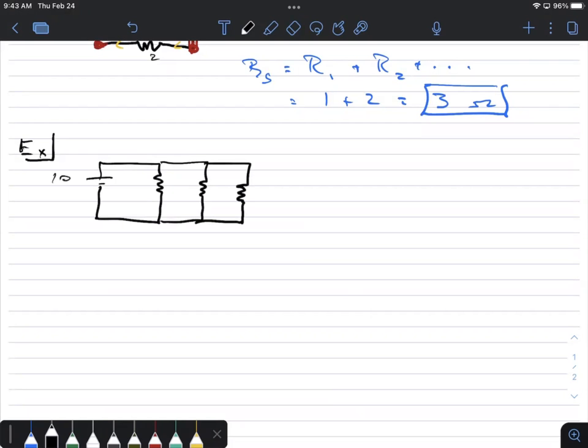Okay, 10 volts, 2, 4, and 6. Here we have a circuit with 3 resistors in it, and I'd like to find the total resistance of this particular circuit. So I have the same kind of thing going on. I have to figure out how these resistors are connected. Are they series? Are they parallel? Are they a combination of the two?